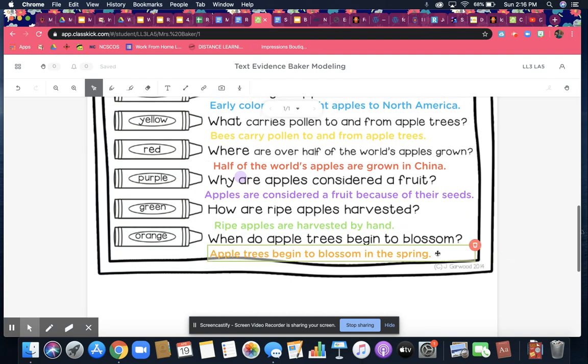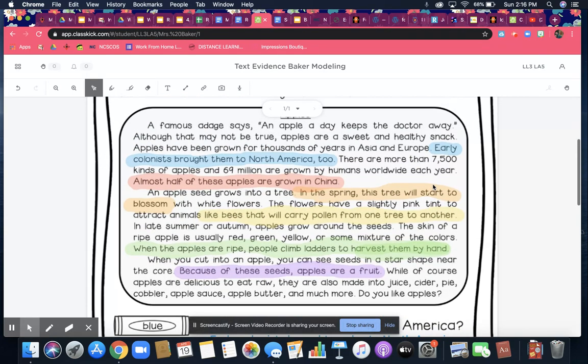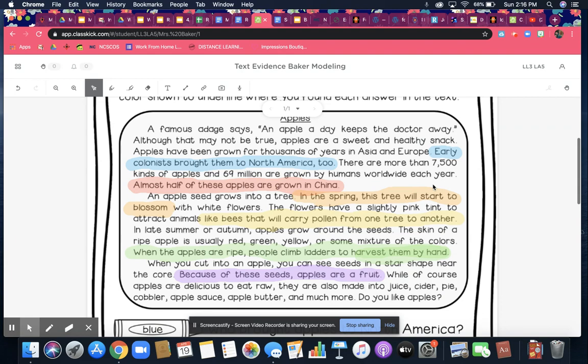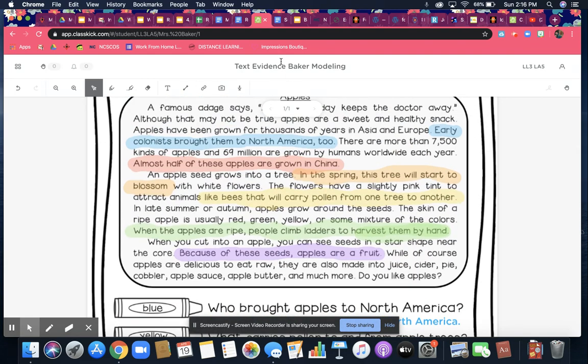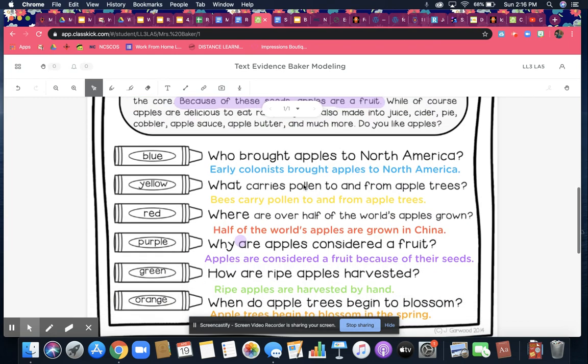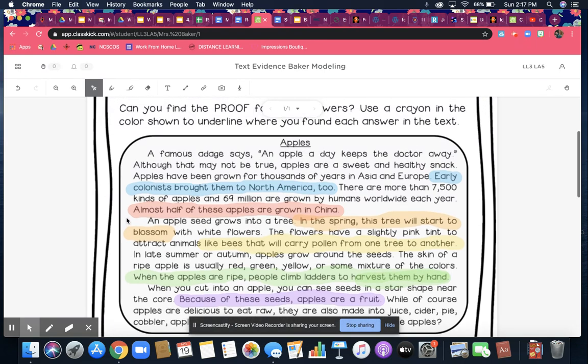And there you have it. You have now found your evidence, and then you've restated all your answers. So this right here is exactly how I want yours to look. You will highlight in the passage, and then you will answer in complete restated answers. Please let me know if you don't understand that, or if you have any questions.